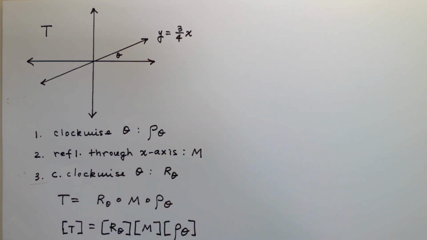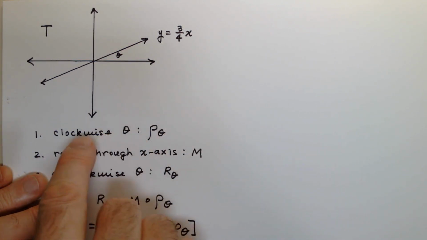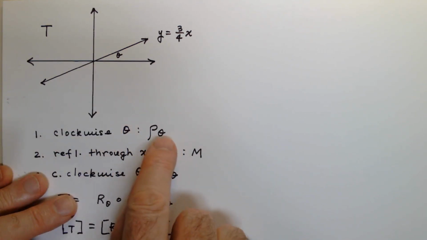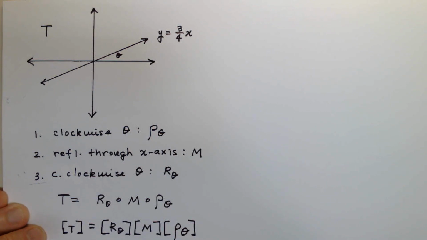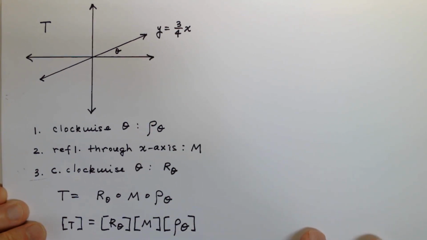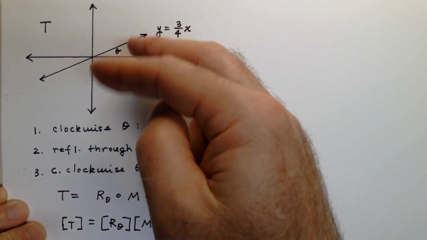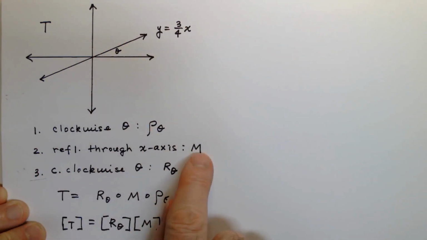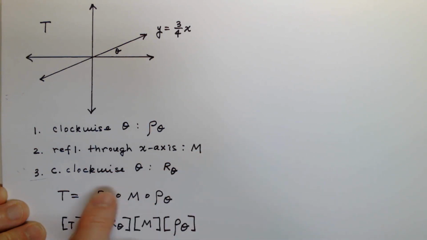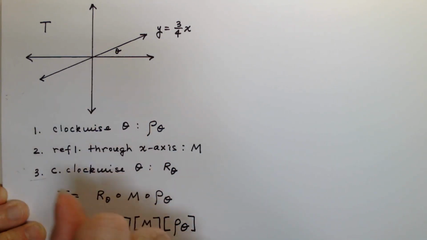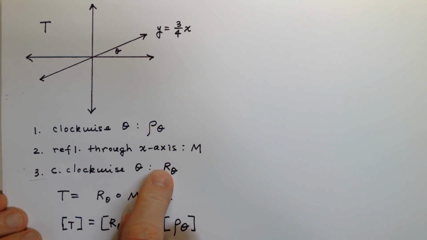Okay, so here's our three elementary transformations. The first one is going to be a clockwise rotation of the plane through theta. I'm going to call that map rho of theta for a clockwise rotation through theta. The second map is going to be a reflection through the x-axis. So to take the plane and reflect it through the x-axis, I'll call that map or transformation M. And the last transformation is a counterclockwise rotation through the angle theta. And I'll call that map R sub theta.